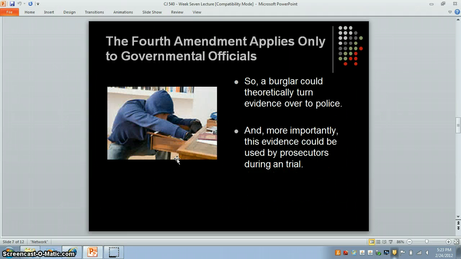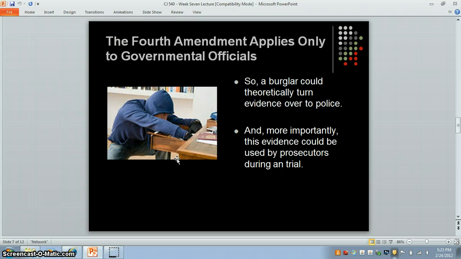Let us suppose that a burglar enters a house illegally and in the course of stealing merchandise comes to find evidence that the homeowner from whom he is stealing is actually a murderer. Supposing the burglar is altruistic, what do you think would happen if the evidence was turned over to the police?